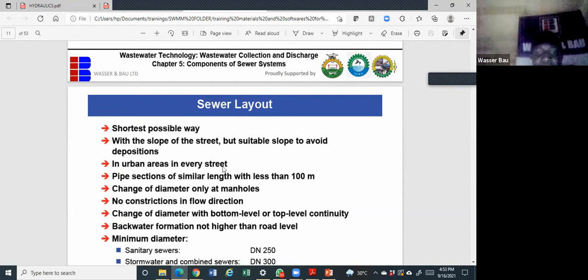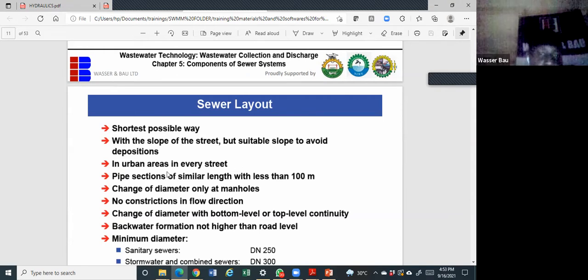Then in urban areas, pipe every street. Of course, you must convey all the wastewater out. Then pipe sections of similar lengths, with less than 100 mm. What this means is that sometimes if you design your pipe and you get 90, 80, just round it up to 100. That is for the tertiary pipe. For the secondary pipe, it should not be less than 150 mm. Then change the diameter of pipe only at a manhole.